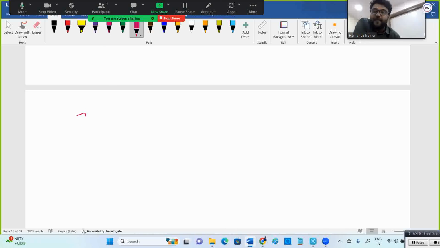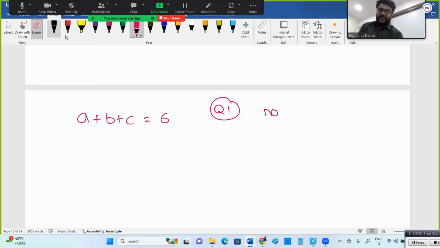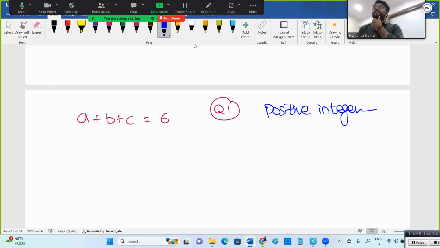Instead of those 4 numbers, I am taking 3, and the sum should be equal to 6 only, instead of 15. Now, the first question is regarding positive integers, and the next one is non-negative, so you can see the difference. First one, A, B, C are positive integers. Next one, non-negative integers, right? Now adding 3 numbers should give 6.